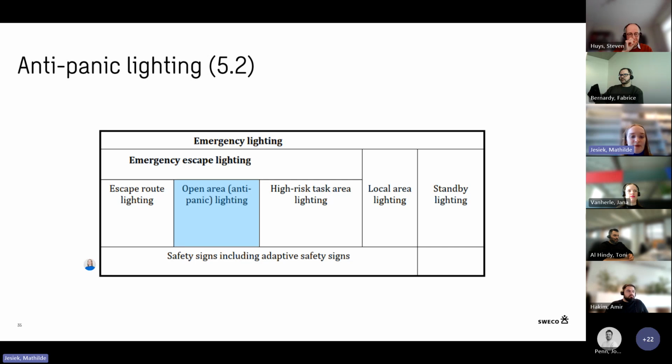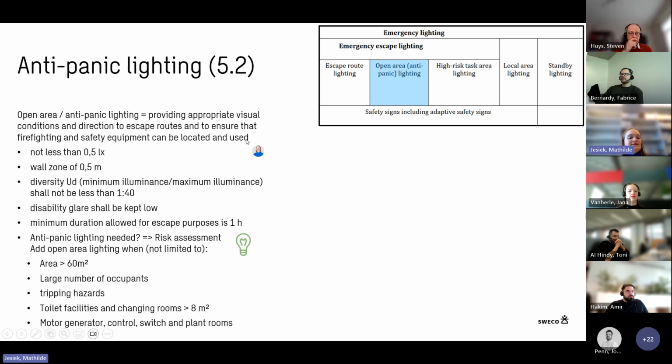Then when we look at open area lighting, also known as anti-panic lighting, the rules haven't really changed. So that's a good one. We provide 0.5 lux in the anti-panic areas. We can use a wall zone of 0.5 meter. Then also some attention for uniformity and glare. This hasn't really changed. Only, when you need to apply anti-panic lighting, we were already applying these rules, but they were based on multiple different standards. Now they are all clearly mentioned in the 1838.